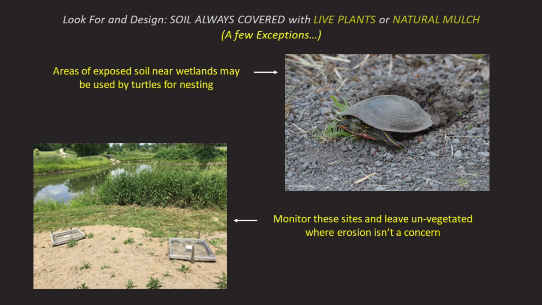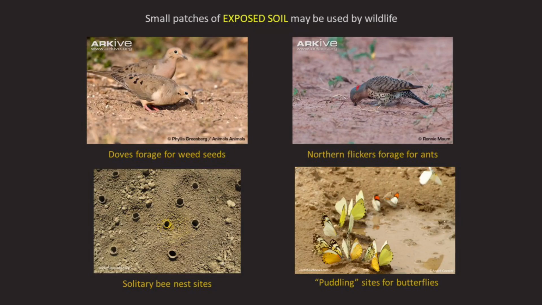There are a few exceptions where we may not want to cover exposed soil. For example, areas of exposed soil near wetlands are likely to function as nesting sites for turtles. So it's good to monitor these sites and leave them unvegetated where erosion isn't a concern. Also, small patches of exposed soil can enhance habitat for certain wildlife, including mourning doves that will forage in these areas for weed seeds and northern flickers that specialize on eating ants on the ground. Native solitary bees often create nests in dry, sandy soil, and areas of exposed soil that puddle can provide important minerals for butterflies that come to drink the mineral-enriched water.